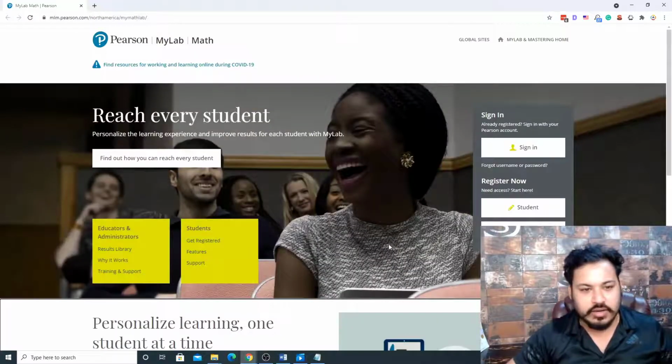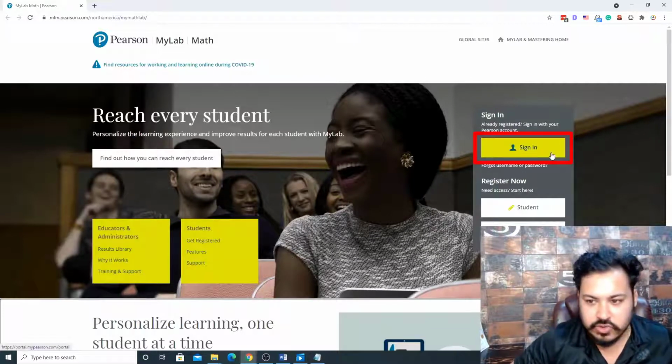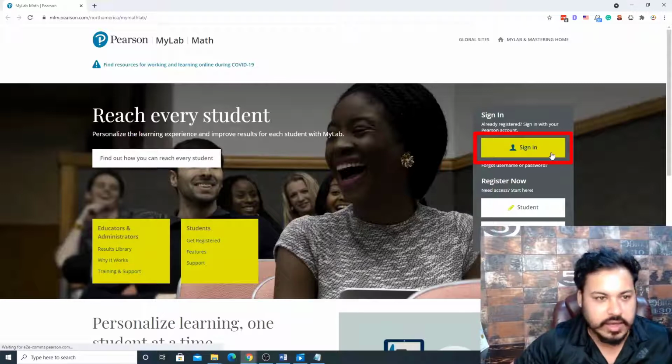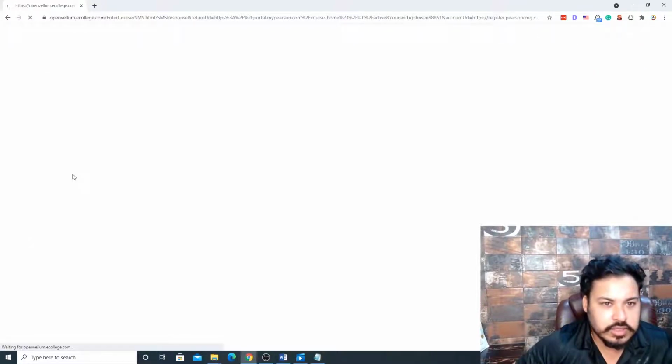So let's get started. This is how the MyMathLab portal looks, and you will see there is a sign in button on the right hand side. You just need to click on sign in and log in using the credentials provided by your university. Once you log in, your courses will be visible here under my courses, and you just need to click on that to get inside the course and see your assignments.